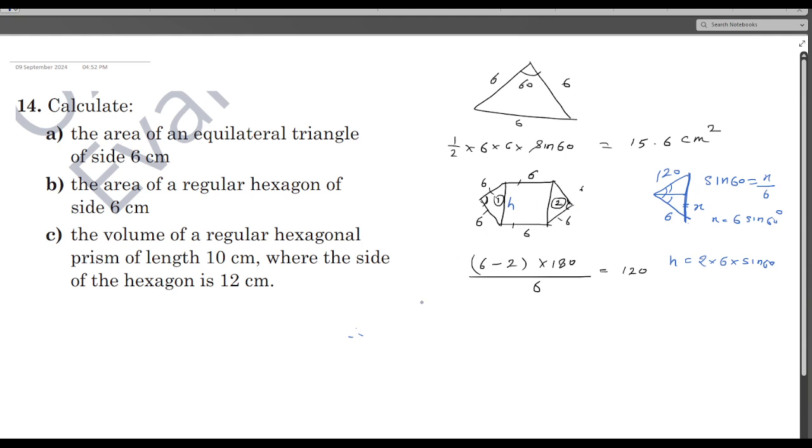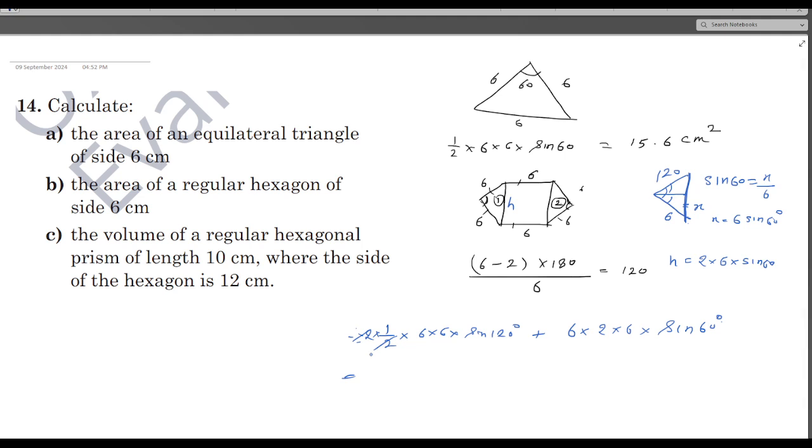Therefore the area of the hexagon is the sum of the areas of these two triangles, which is 2 times half times 6 times 6 times sine of 120 degrees, plus the area of this rectangle, which is 6 times height, that is 2 times 6 times sine of 60 degrees. So this 2 will cancel. So our answer is 6 times 6 times sine of 120 plus 6 times 2 times 6 times sine of 60 degrees.